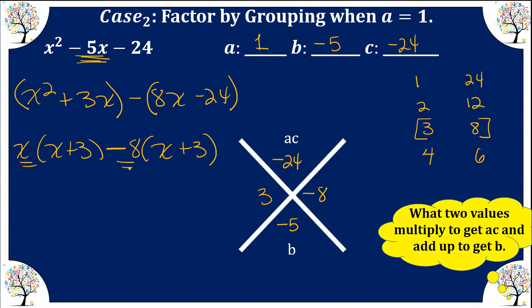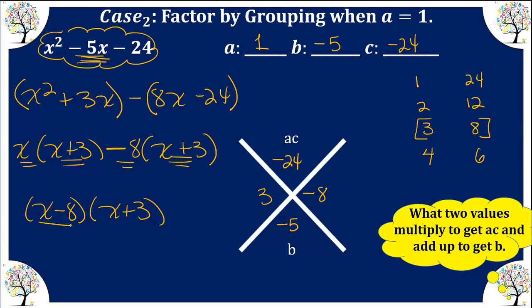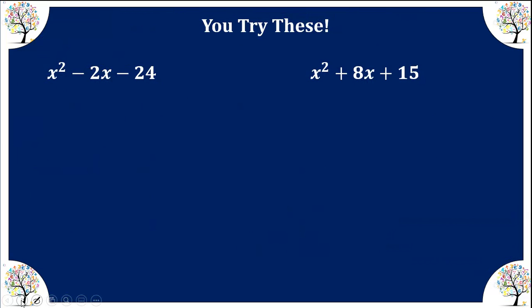The GCFs create one binomial, which is one factor. And then this common factor of x plus 3 is our second factor of our trinomial. Pause the video and you try these.